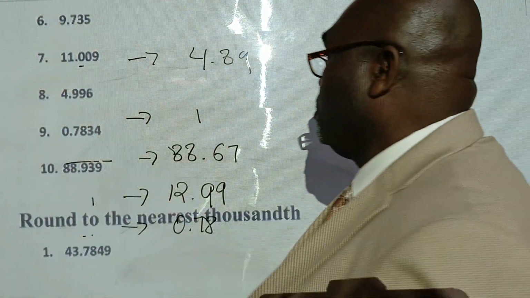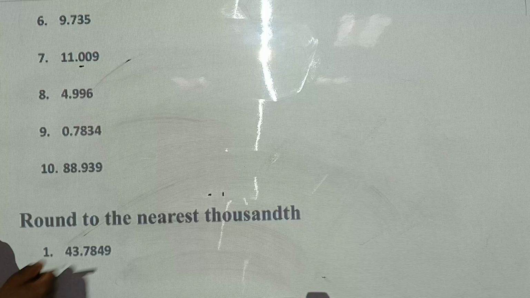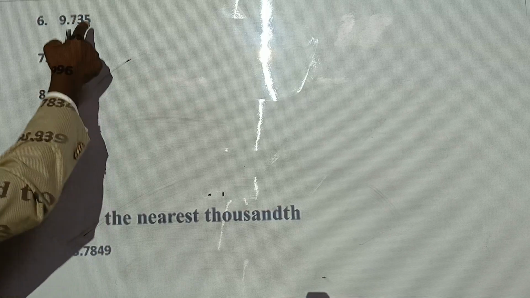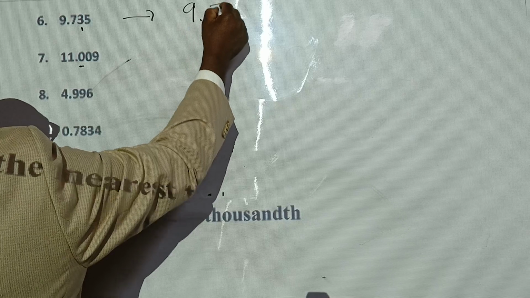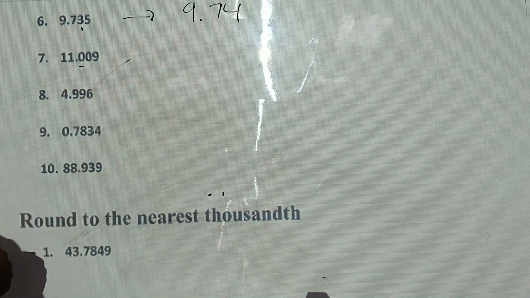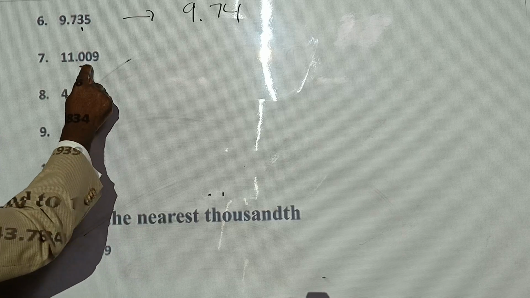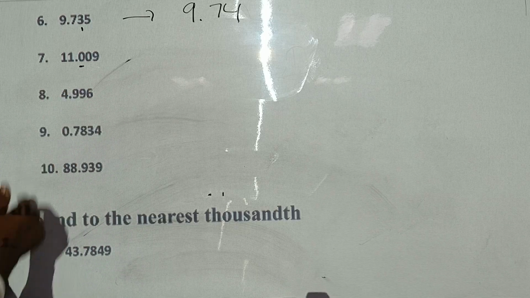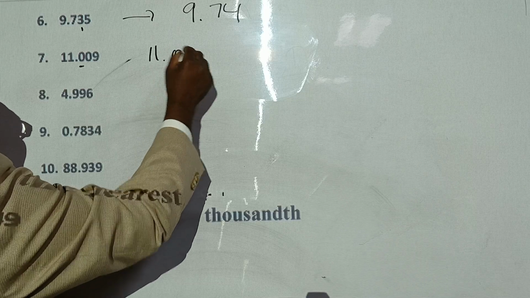This is how you learn how to look at number 6. 973. Our hundredth place is 3. The number after that is a 5 or more. So this becomes 974. Then I got 11.009. Well, our hundredth place is 0, but the number after that is 5 or more. So this will become 11.01.